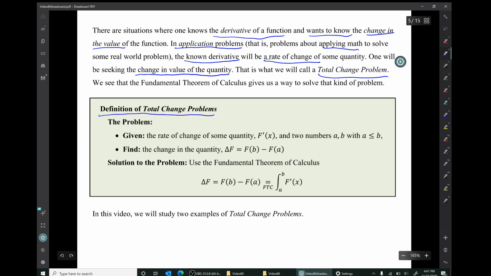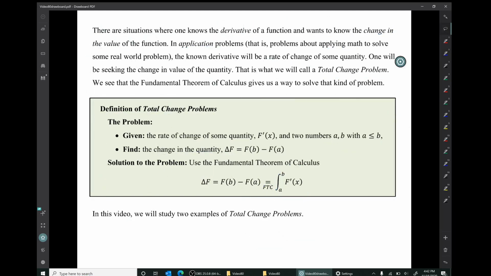A total change problem will be a problem of this type. Given the rate of change of some quantity, and given two numbers, a and b, with a less than or equal to b, the goal is to find the change in the quantity. The solution format is this: we find that change in the quantity by integrating the rate of change, using the fundamental theorem of calculus to say that those two things are equal.